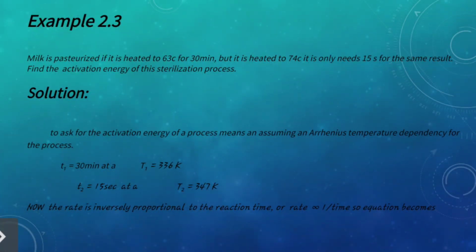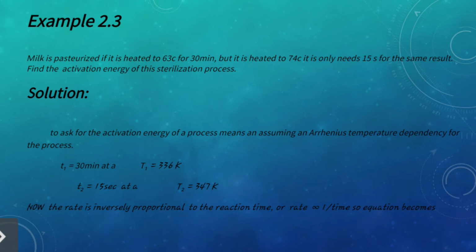Then we will discuss a problem. This is given in the books, and this problem is very simple. The problem is: milk is pasteurized if it is heated to 63 centigrade for 30 minutes, but if it is heated at 74 centigrade it takes only 15 seconds for the same results. Find the activation energy of this pasteurization process.